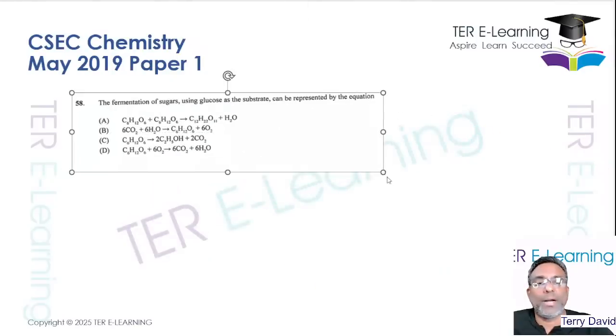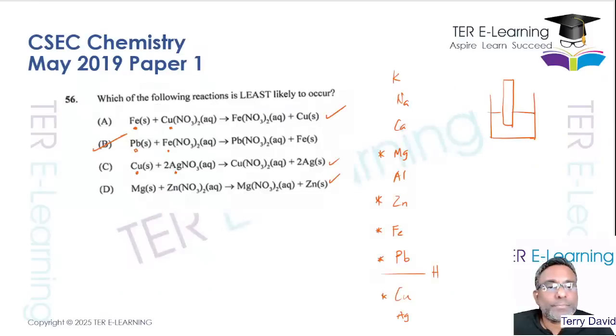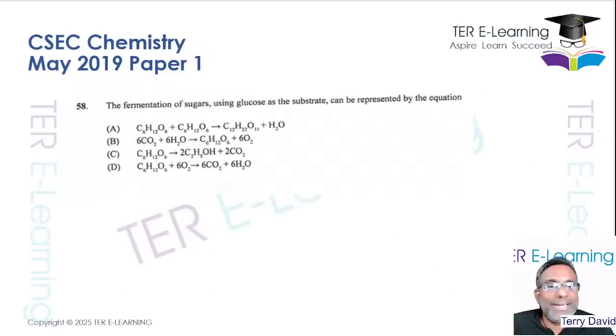So we have: fermentation of sugars using glucose as a substrate can be represented by which equation? So we're talking about fermentation. Some people are talking about the reactivity series. When it comes to the reactivity series, you have the reactivity series and you have the electrochemical series. The position of sodium and calcium switches in the electrochemical series.